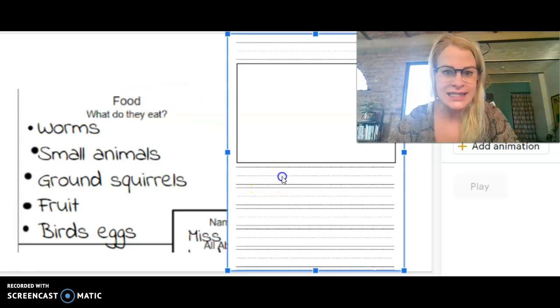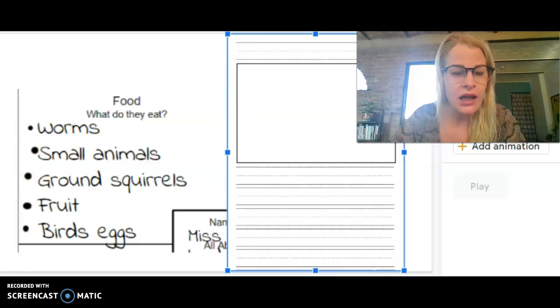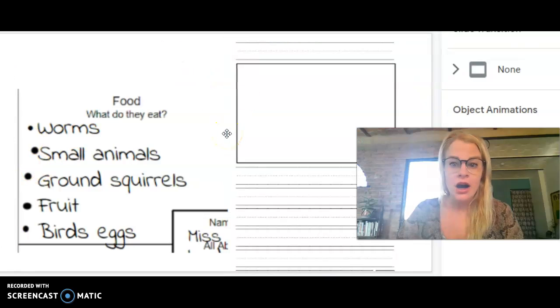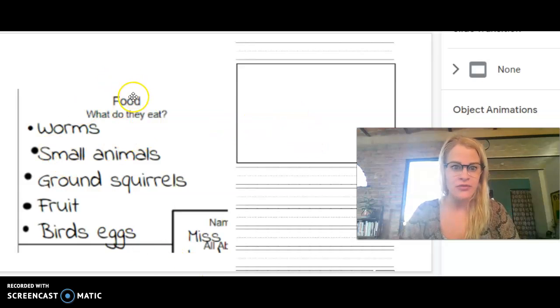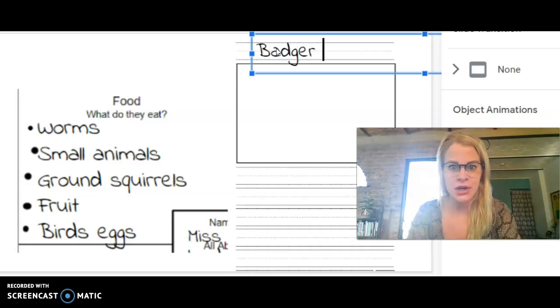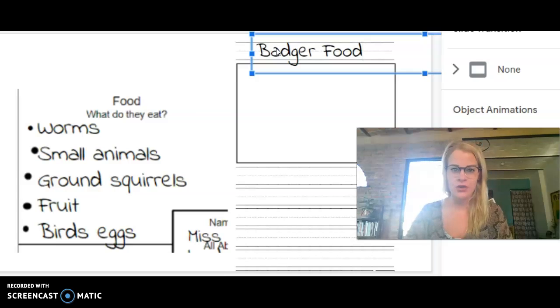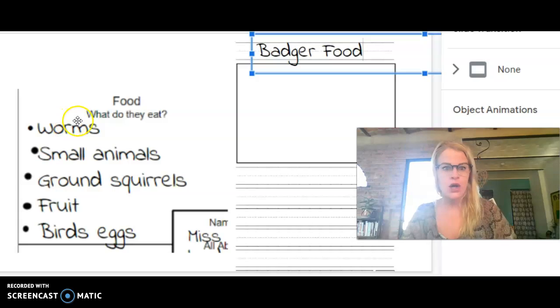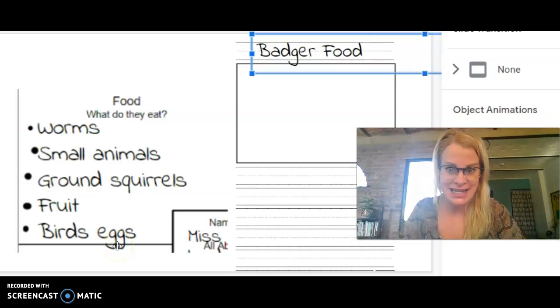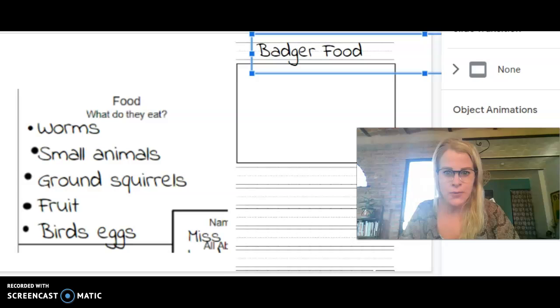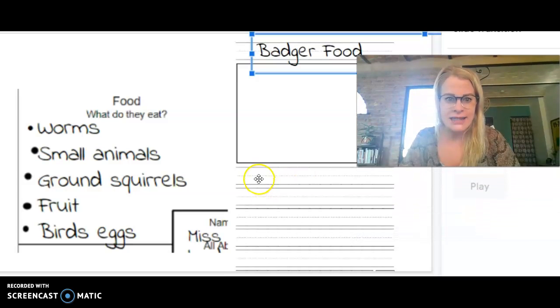So let's see. Okay, so a good heading for this page that's all about food and what badgers eat would be, how about badger food? Great. Okay, now I want to take my jot notes, which are these separate words, worms, small animals, ground squirrels, fruit, and birds' eggs, and I want to turn them into complete sentences to make a book. So I'm going to start on my lines. Here I go.